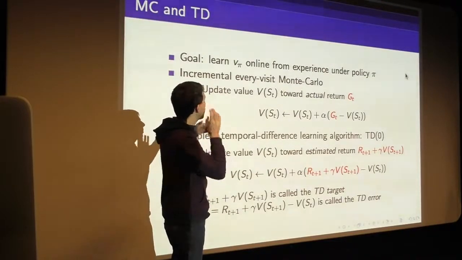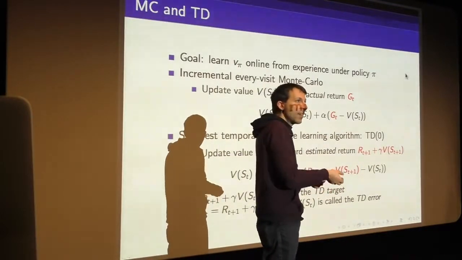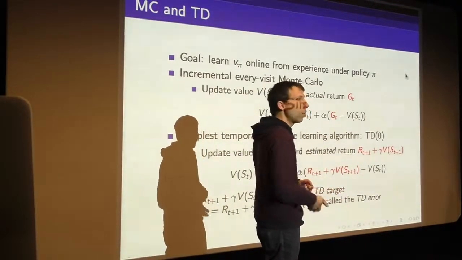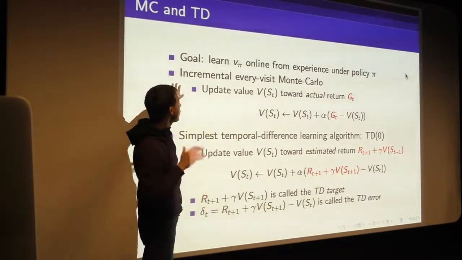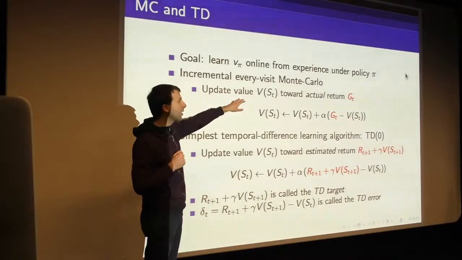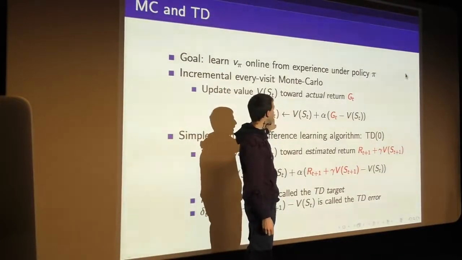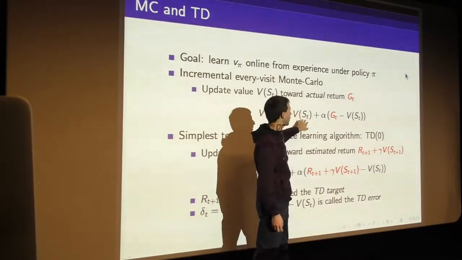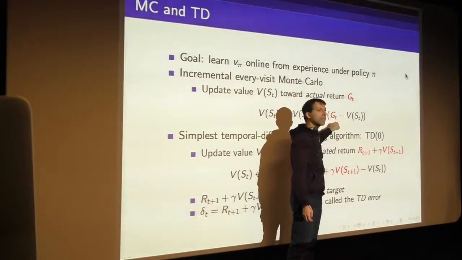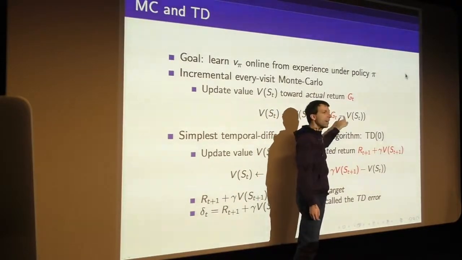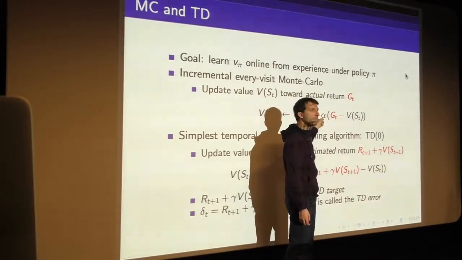Now we're going to try and do this online. We're going to look at every step, make a new estimate, and adjust my estimate of the value function without waiting until the end. So let's think about what we've done so far. In Monte Carlo, what did we do? Well, we were in some state. We had an estimate of the value function, our previous estimate. We got our return. We looked at the error term between our estimated value and the return, and we updated our value function a little bit in the direction of that error.